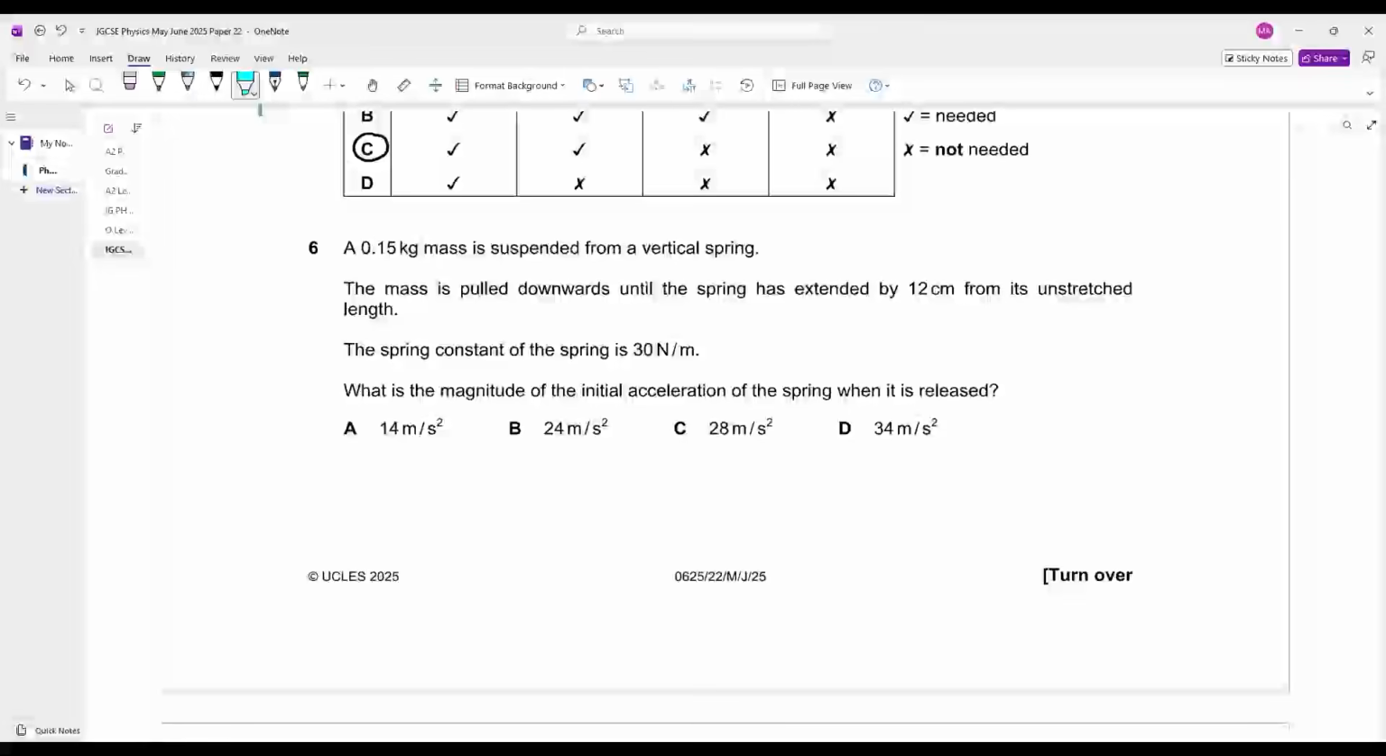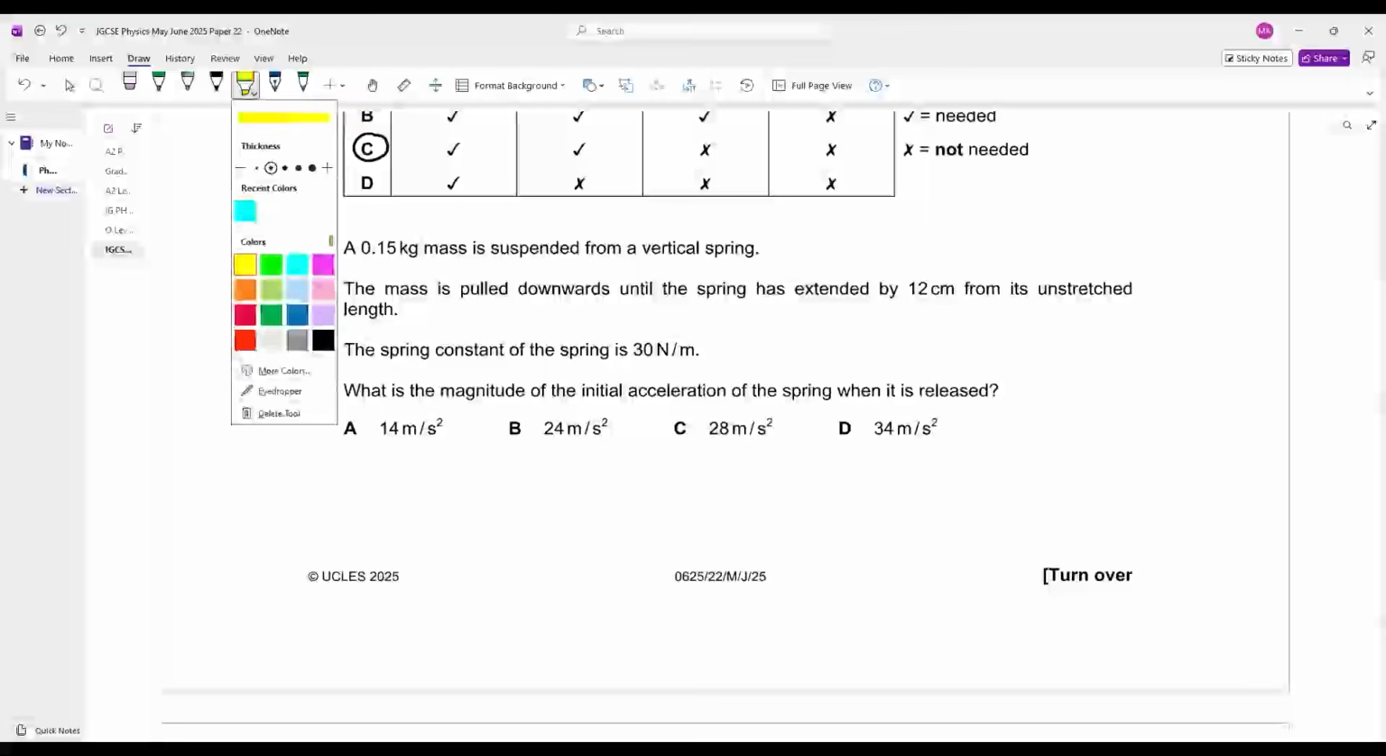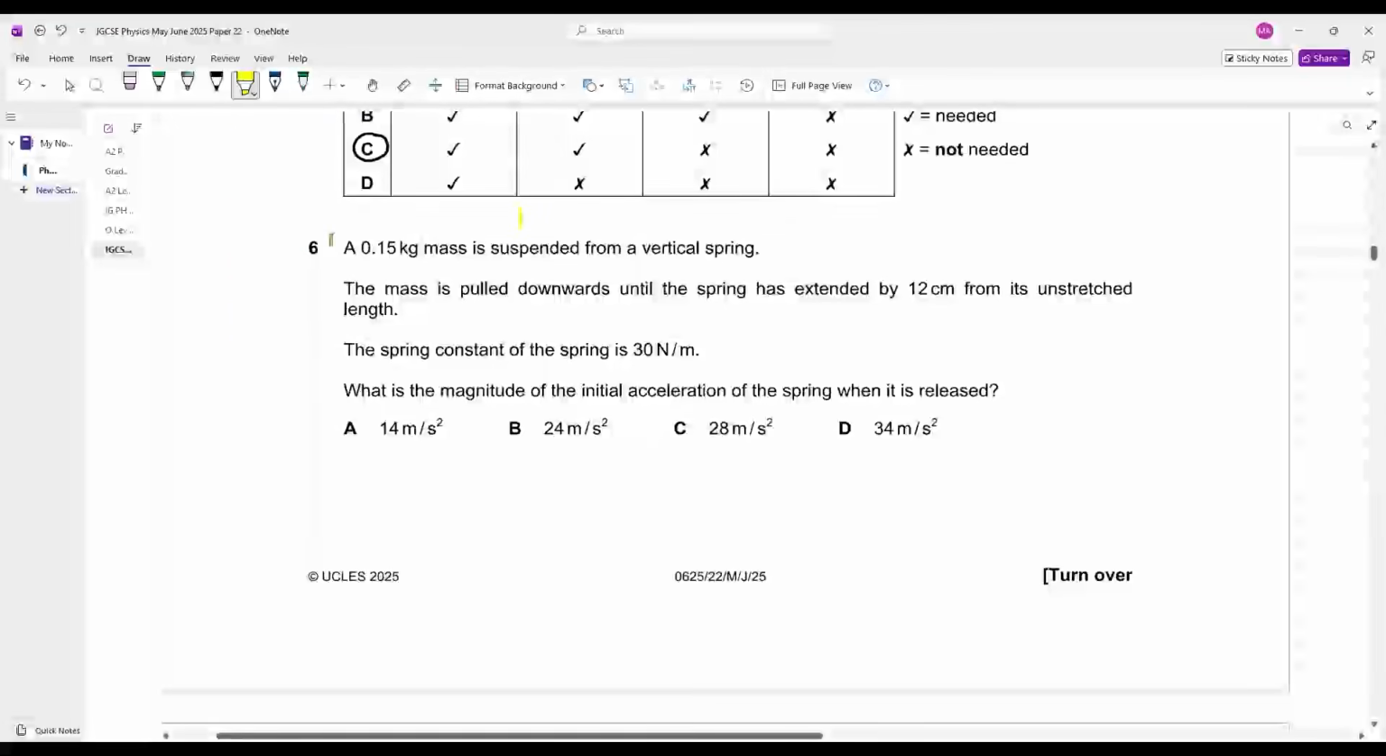अब ये थोड़ा सा ट्रिकी है, थोड़ा सा गौर से देखेंगे. A 0.15 kg mass is suspended from a vertical spring. Okay. The mass is pulled downwards until the spring has an extension of 12 centimeter from its unstretched length.